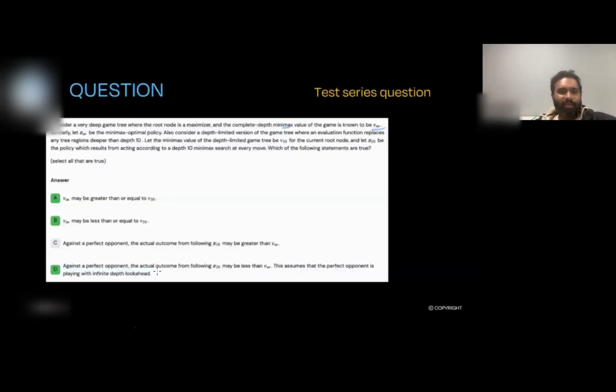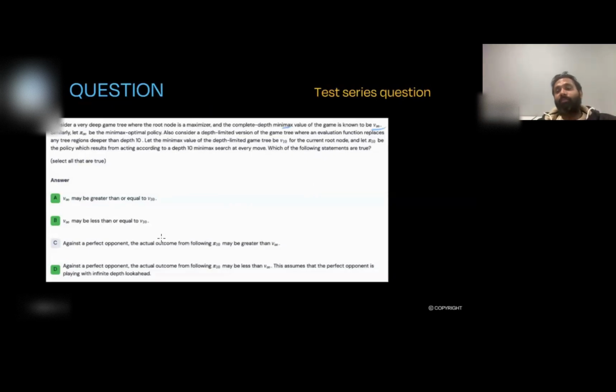So in the question, let's say the depth limit is 10, and V10 is the current root, meaning the utility that you are propagating. Pi 10 is the strategy of the minimax search. Which of the following statements is true? V alpha may be greater than V10. Yes, it is possible, because whatever utility you propagate up after a depth limited search of depth 10 need not represent the actual utility. They are some approximation. So it can happen. V alpha is more, it can also happen. V10 is also more, we don't know. So A and B are both correct.